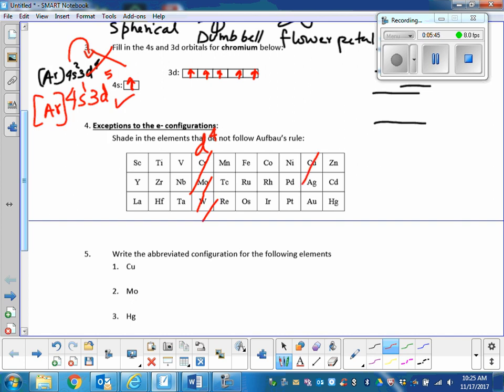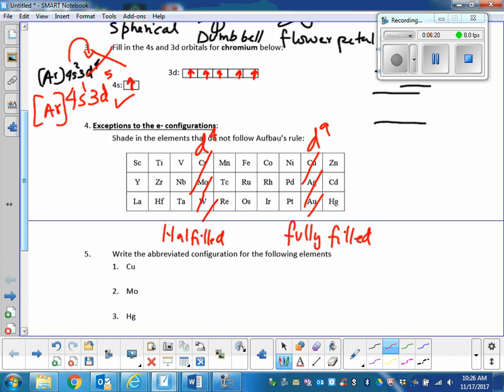Similarly, d9 elements will also become what? When you write the electron configuration, they'll become d10. They'll take one from the 4s and they will become half filled or fully filled. Does that make sense? d10 is fully filled. So this is the half filled and this is the fully filled. And somehow when they're half filled or fully filled, they become more stable.